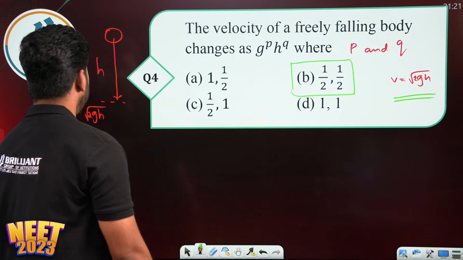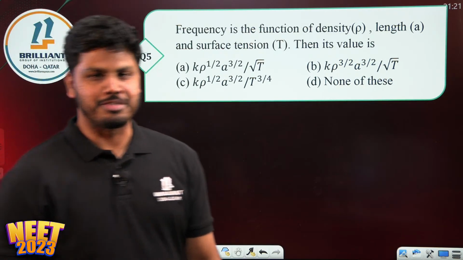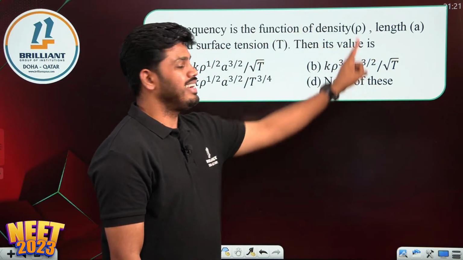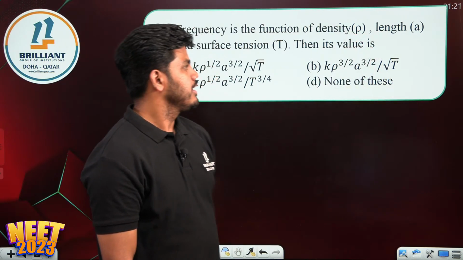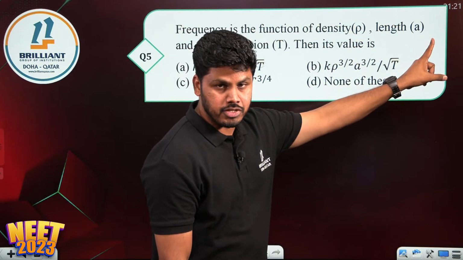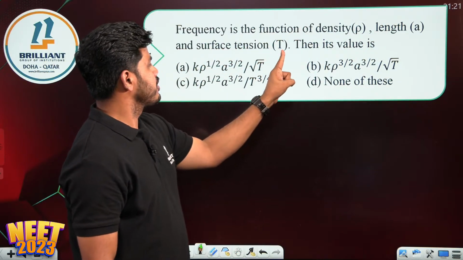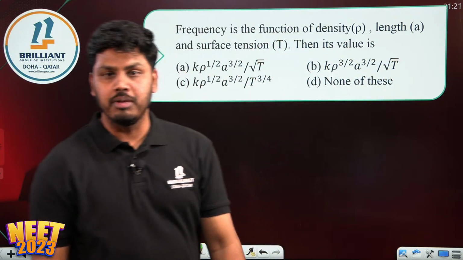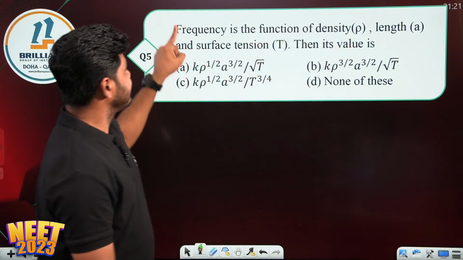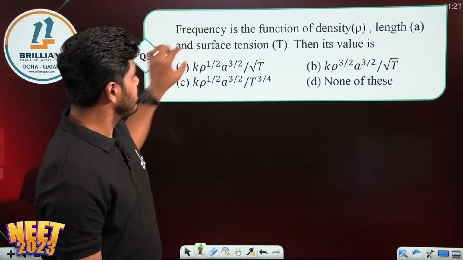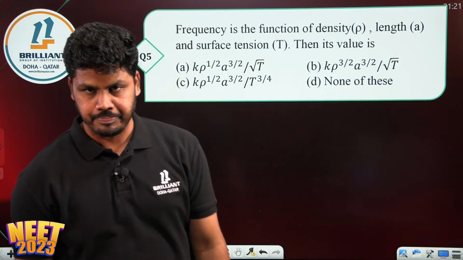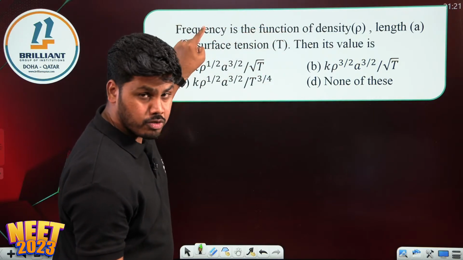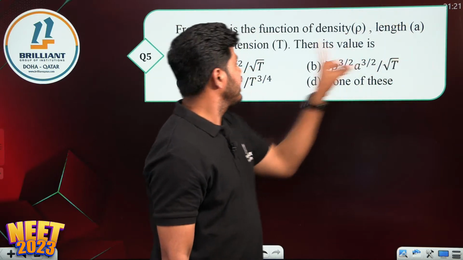Okay, fine. Moving on to question number 5. Look at the question. The question is talking about frequency. Frequency is a function of density, the first one is rho, density. And it depends on length, A stands for length, and surface tension, T. What will be the value of that frequency? How will you find the value of frequency, or which equation represents the frequency is the question. Three quantities that decide the time period, not time period, frequency are density, length and surface tension.